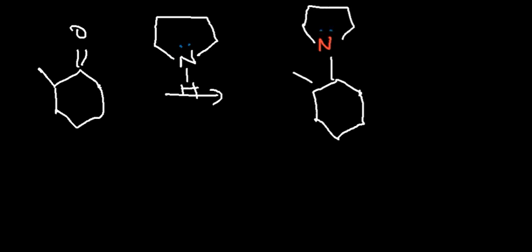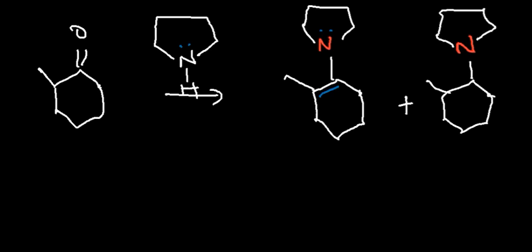But here's the question for you. Where will the double bond form? Is it going to form on the left side or on the right side? So let me draw both possible products. Are we going to get the alkene here, or is it going to be on the other side? To answer this question, you need to determine which alkene is more stable.